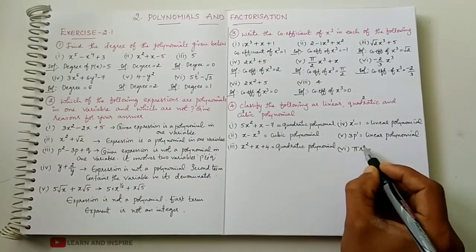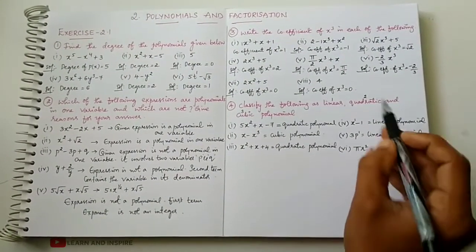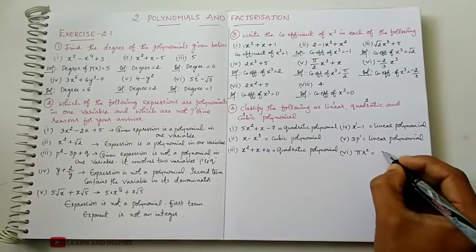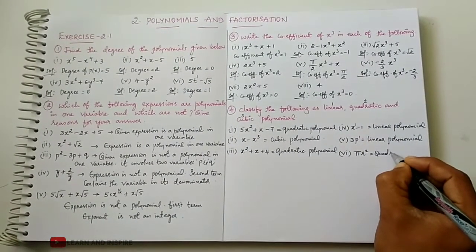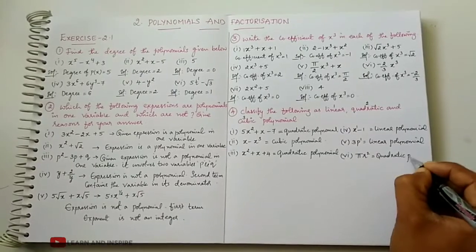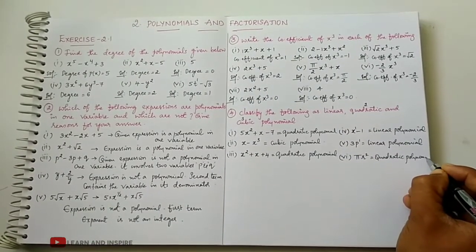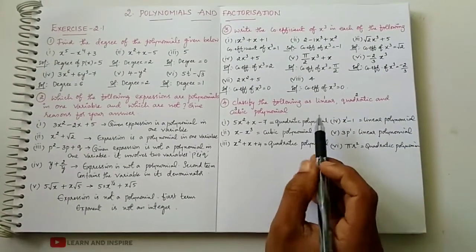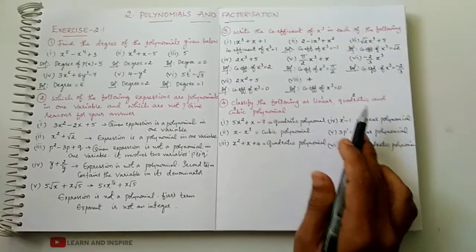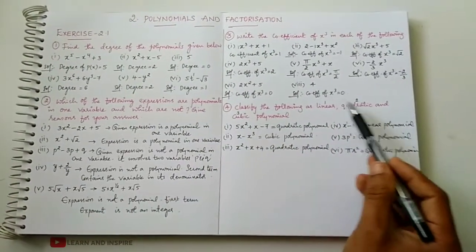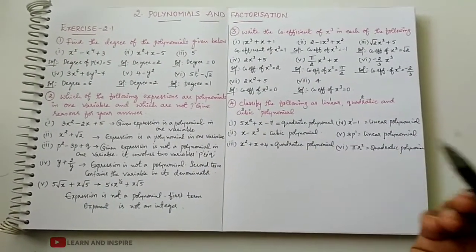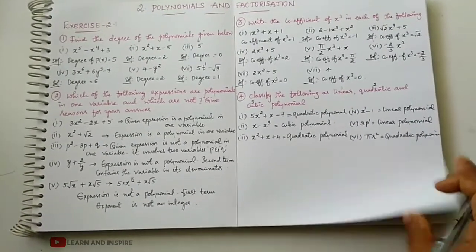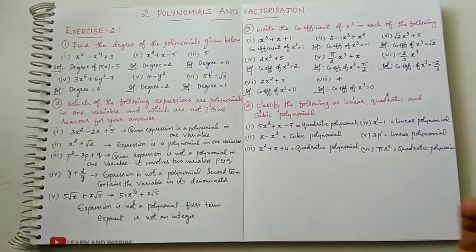Pi r square. So degree of the polynomial is 2. If it is 2, then it is a quadratic polynomial. So understood? From the given polynomials we have to identify which are linear, quadratic and cubic. Based on the degrees we can identify them. So this is question number 4. Next, move on to the fifth one.